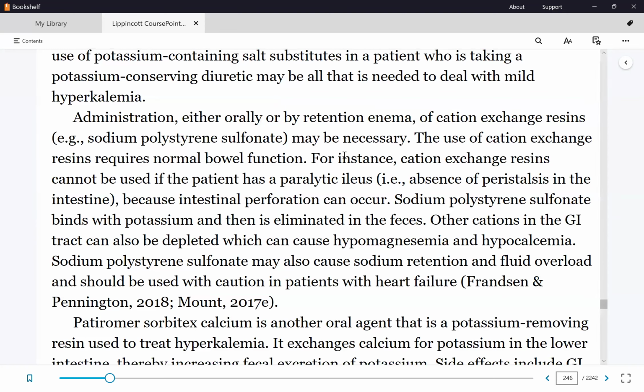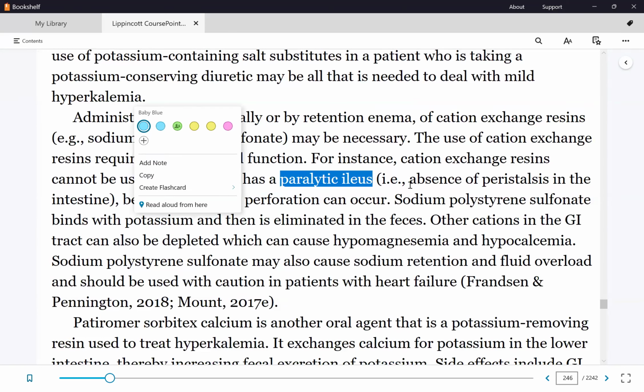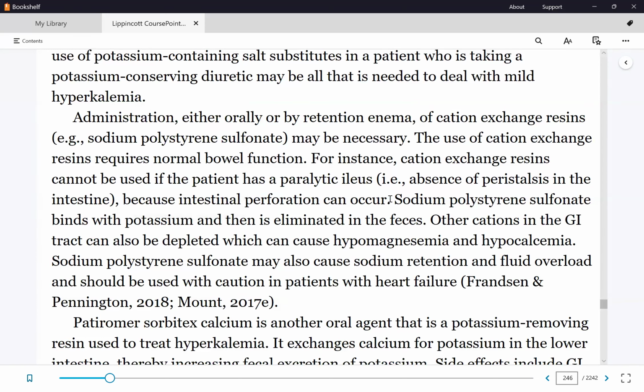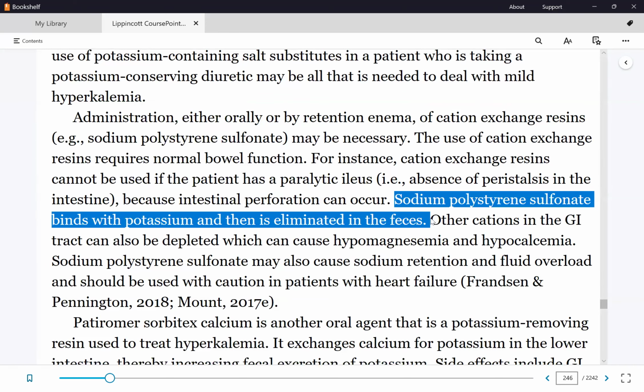Of course, there are always warnings, right? GI bleeding is a contraindication for oral potassium. This one is also contraindicated if there's paralytic ileus or any decrease in peristalsis. Is it safe to give this then? No. The problem with SPS is not only does it eliminate only a little bit of potassium, it also takes 2 hours before it works.